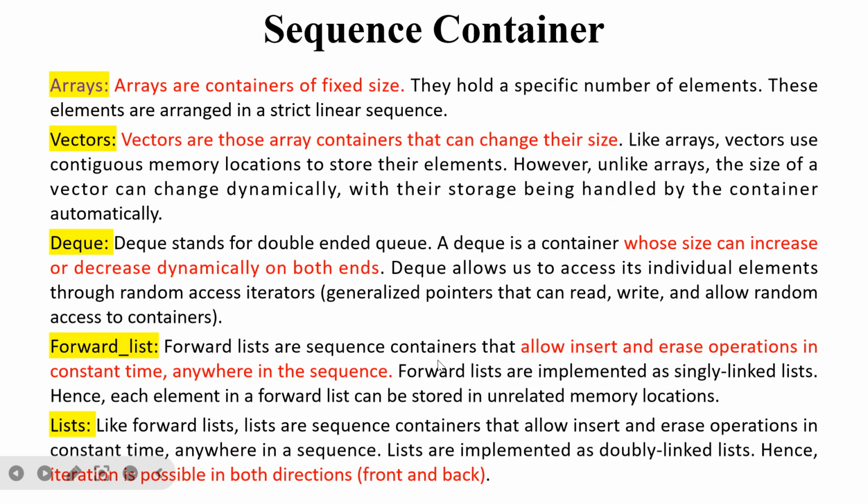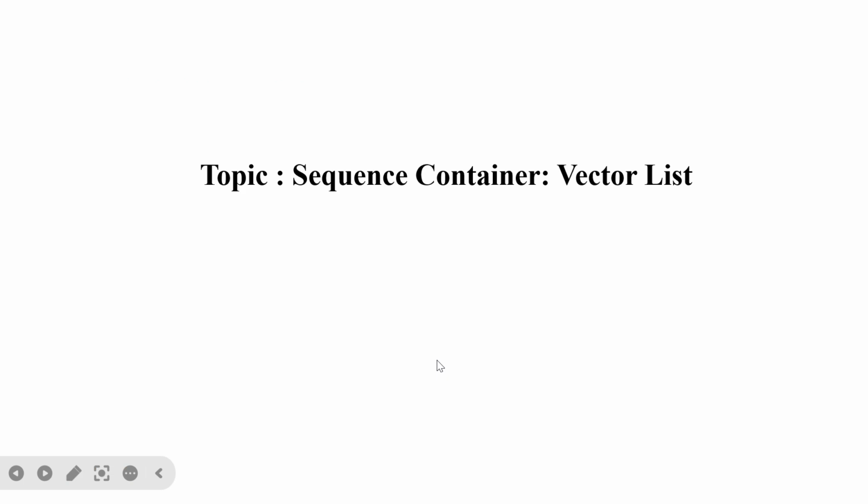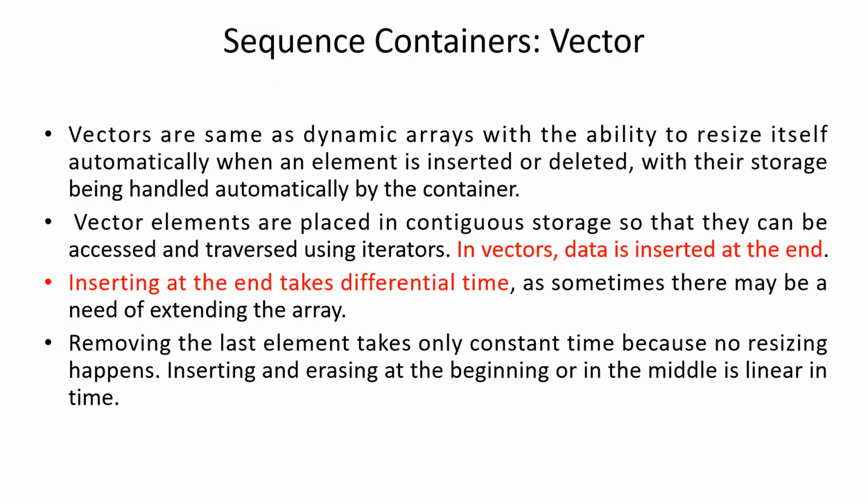Okay, so next is about the container, and we are going to discuss the vector. So what is called a vector? Vectors are the same as dynamic arrays with the ability to resize themselves automatically when an element is inserted or deleted, with their storage being handled automatically by the container. Vector elements are placed in contiguous storage so that they can be accessed and traversed using iterators.